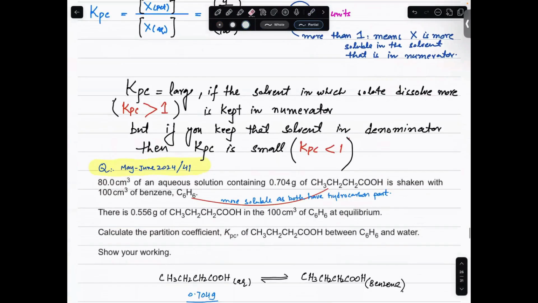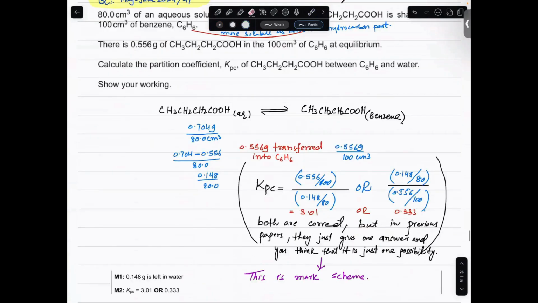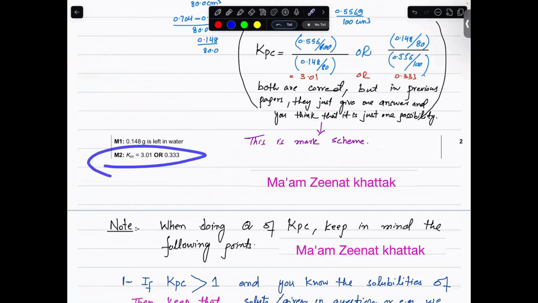So only in 2 past papers, in the mark scheme, both the answers are given and accepted as correct. And it's actually the case that both are always correct. But most of the time, we find only 1 in the mark scheme. And when we find 1 in the mark scheme, we think that this is the only possibility, which is not the case. Both are correct. In one, the solvent in which the solute is more soluble is kept in the numerator, and in the other it is kept in the denominator.